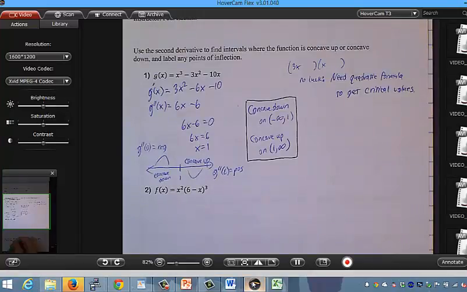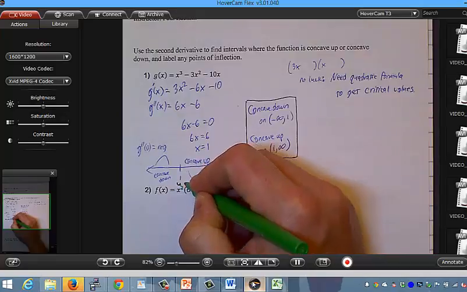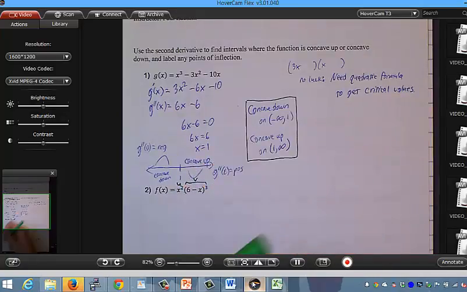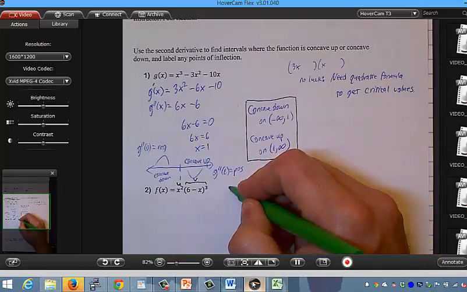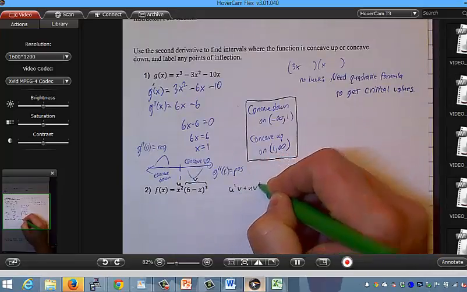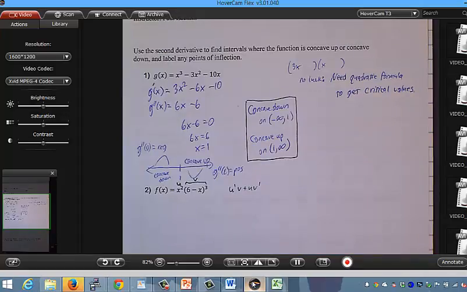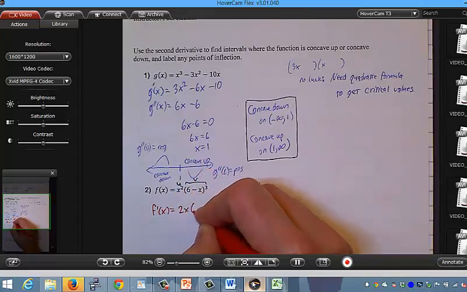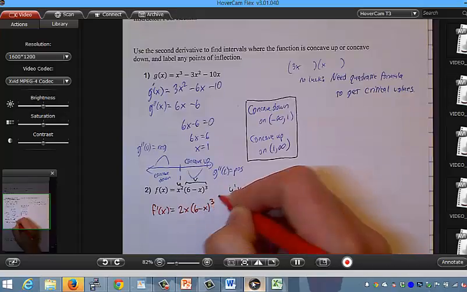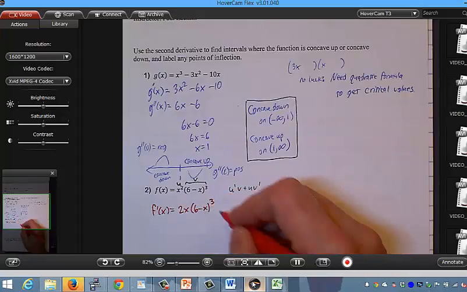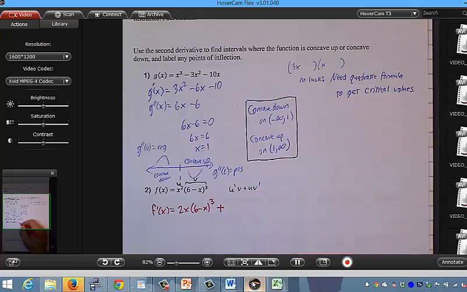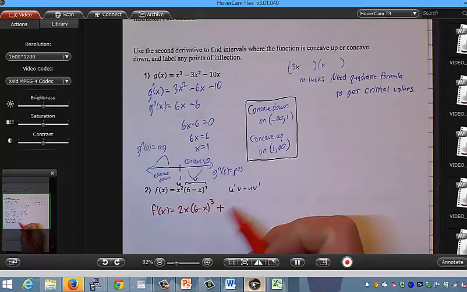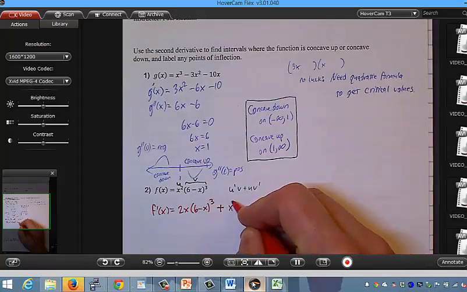So let's see. I'm thinking of x squared as my u, and I'm thinking of 6 minus x cubed as my v. And so I know I need u prime v plus u v prime when I do the first derivative. So here I go. U prime v. So f prime of x would be 2x times 6 minus x cubed, right? Plus, and you might just need a new sheet of paper. I don't know. Maybe you'll find it. Or maybe you did this. Plus uv prime, so it would be x squared.